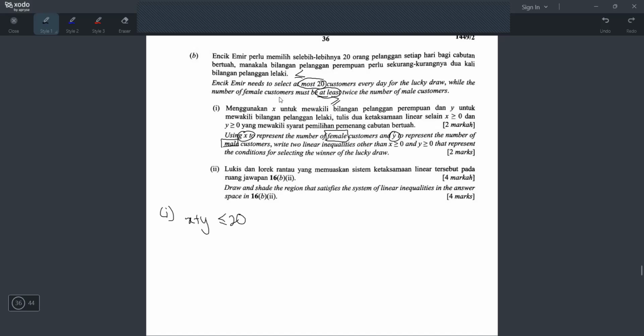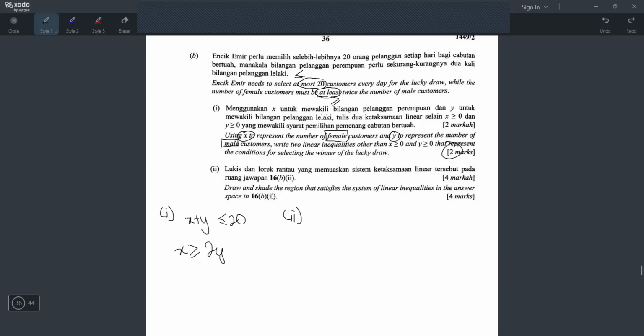And then the next one is the number of female must be at least twice the number of male. Okay, number of female, they already said use X to represent that. And then must be at least means bigger than or equal to twice the number of male, so 2y, right? So this is your second inequality. I think you get 2 marks for this, right?